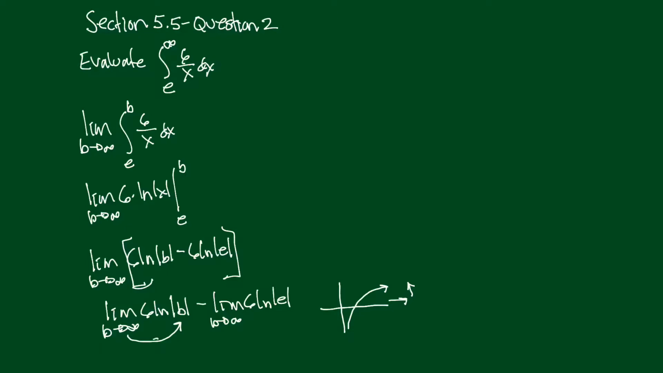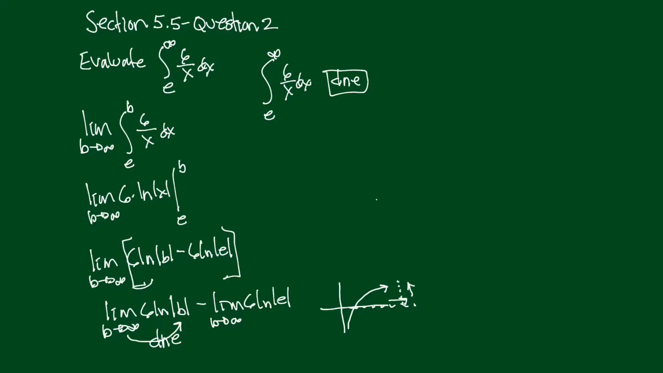So this whole thing does not exist, right? As b gets bigger and bigger, the natural log of b gets bigger and bigger. So this thing just shoots off to infinity. As b goes to infinity, the natural log of b goes to infinity. So if this is going to infinity here, it doesn't matter what this does. Some really huge number minus some number is still going to be really big. And this thing just goes off to infinity. We're going to say it does not exist. So I'm just going to claim now that the integral from e to infinity of 6 over x dx does not exist.